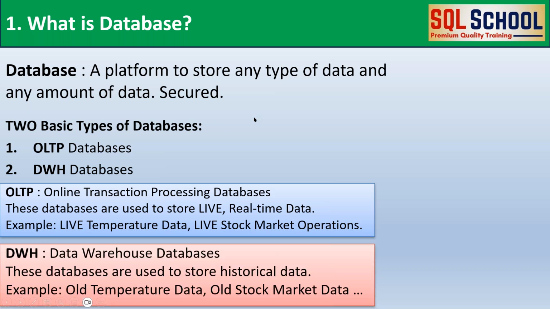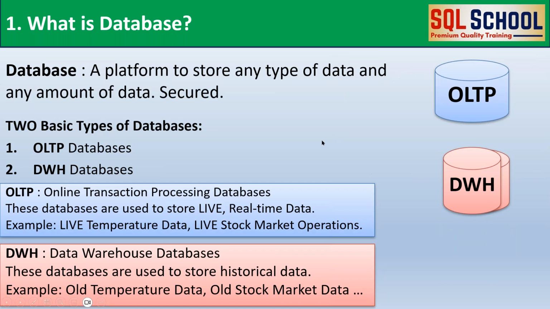OLTP databases store live real-time data like live temperatures, live stock market operations, anything live. The other one, data warehouse, stores historical data, old temperature data and old stock market operations, anything old. Of these two, as data engineers we are involved in data warehouse (DWH) database design. That is the main purpose of our course.